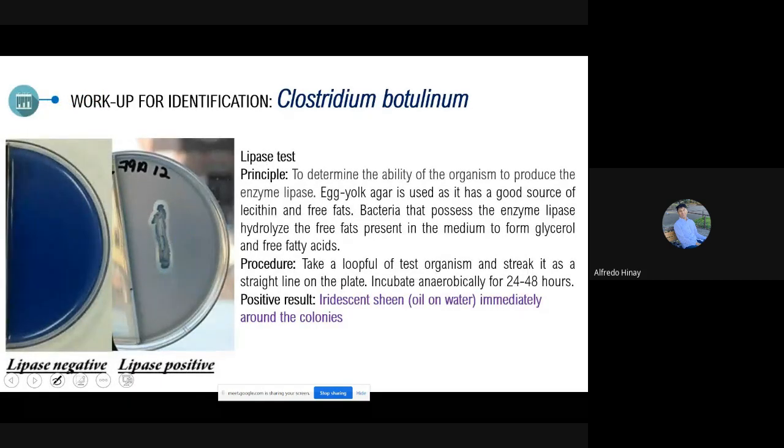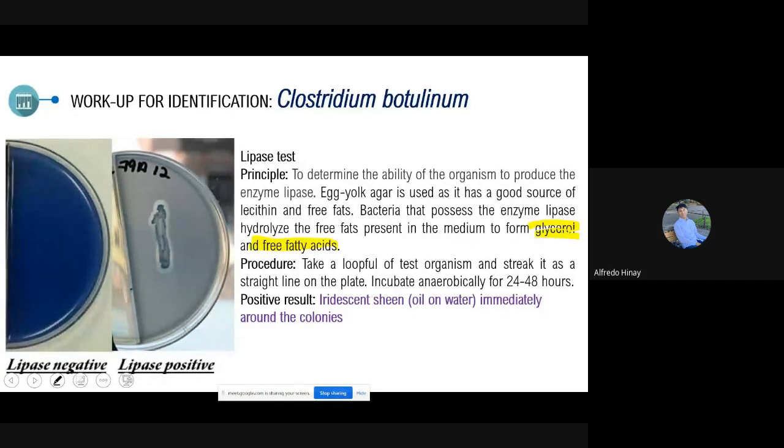Additional parameter to identify your Clostridium botulinum class, you have your lipase test. Lipase test is, same with your egg yolk agar. And then what you're gonna do, class, is we allow the organism to produce the lipase that will hydrolyze your fat. And then, pag na-release, meron tayong dalawang form. You have your glycerol at saka you have your fatty acid.